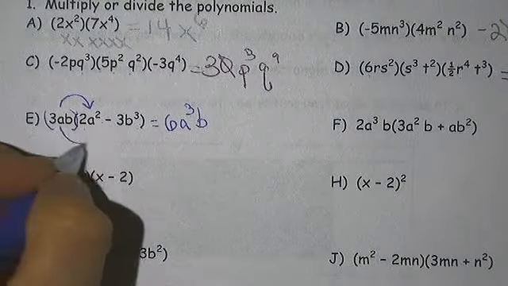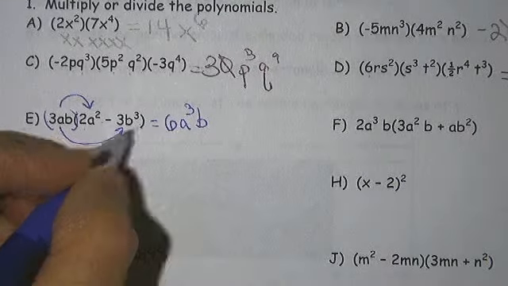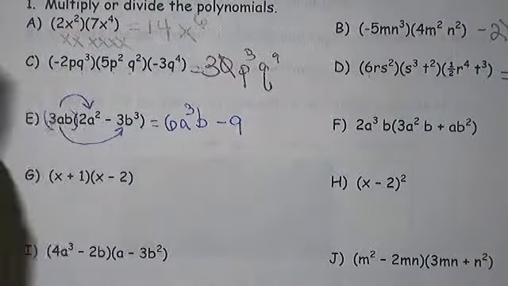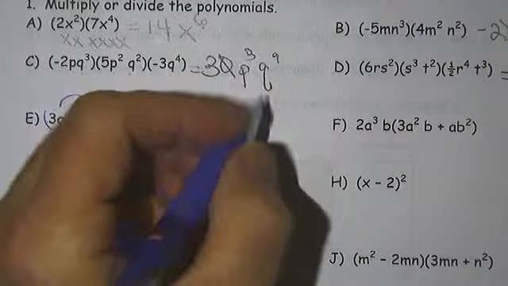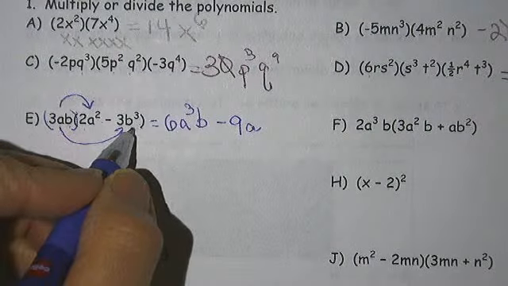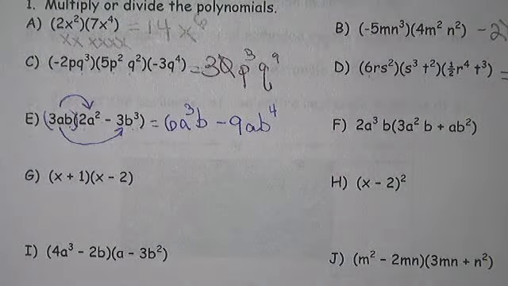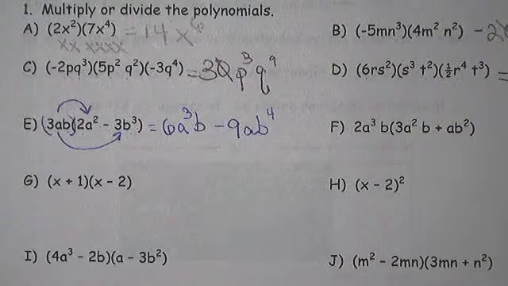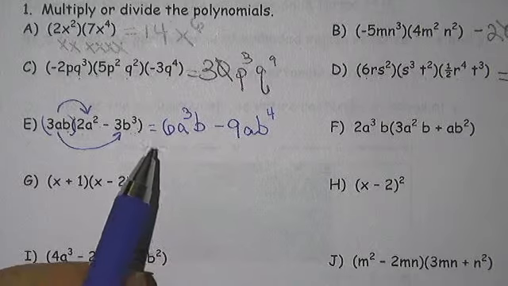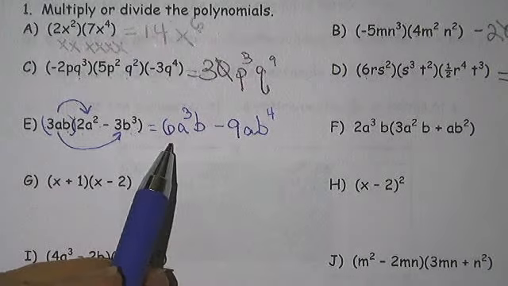But we are not done. We also have 3 times negative b cubed. 3 times negative 3 is negative 9. Times a times b cubed, which is b to the fourth. Are there any like terms that we can combine? No, we can simplify a few things. There are a few things we could pull out, but for today, this is a perfect answer.